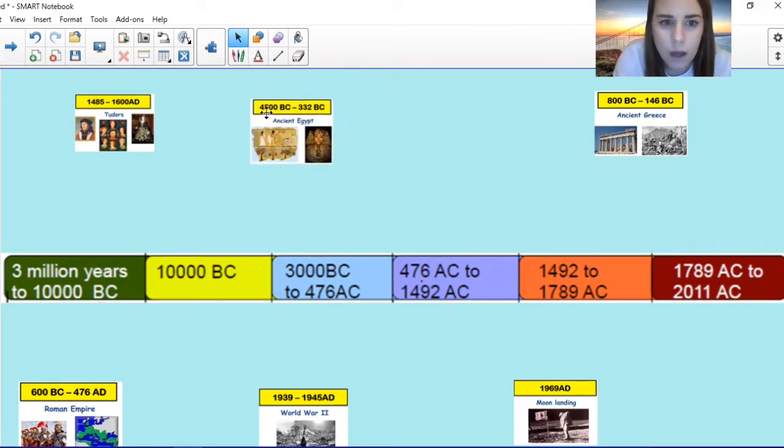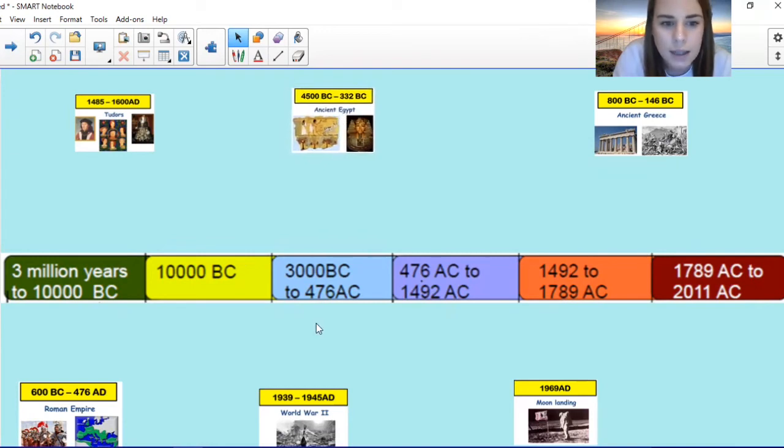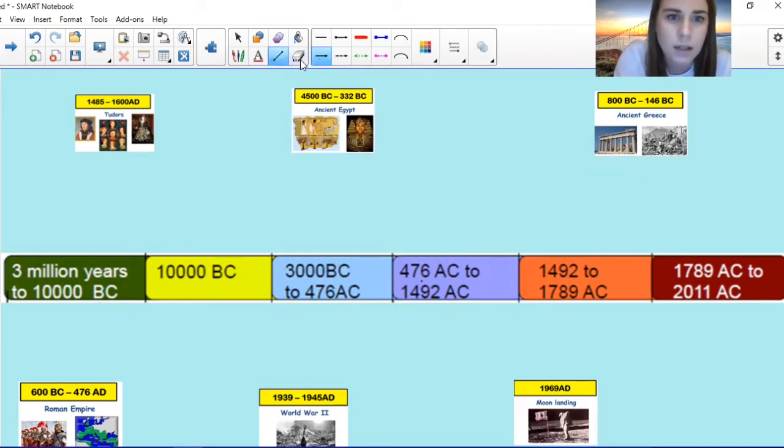Now this one, Ancient Egypt, is 4500 BC to 332 BC. So what I'm going to do is stick that in this light blue area, because actually, although it did start before this time, it finished within this time. So for that reason, I'm going to pop that one in here, and I'm going to pop that about there.